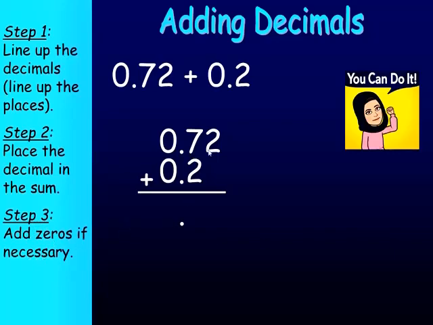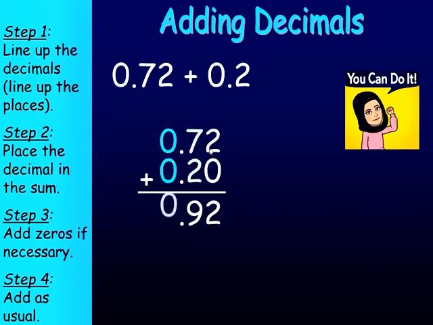Here we have 2 digits, but here we have just 1 digit, so I will add 0 to be the same number of digits. Add as usual. Now of course we have to start adding from the ones place, so 2 plus 0 equals 2, 7 plus 2 equals 9, and then 0 plus 0 equals 0. So the sum is 92 hundredths.